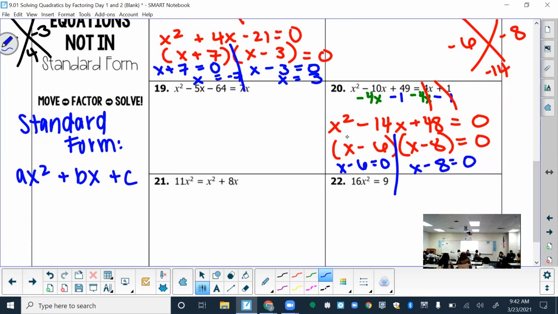All right, but I'm a little out of room. What did you get for your final answer? Good. All right, and then check your answer when I plug in 6. Is 6 minus 6 0? Yes. When I plug in 8, is 8 minus 8 0? Yes, so we're done there. All right, so good on the day 1 part.